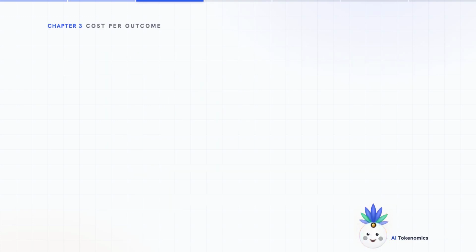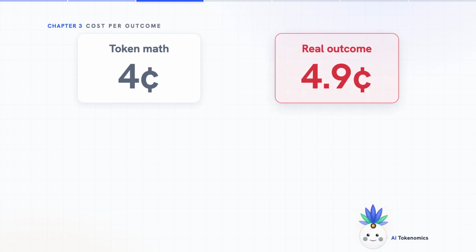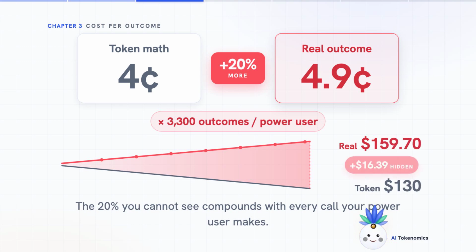So the true cost per successful outcome? About 4 cents of compute times 1.2 for regenerations, and you land just under 5 cents per usable email. 4.9 cents roughly. Now notice the gap. The token price made it look like 4 cents. The outcome is 20% more because your user doesn't pay per token, they pay per result they keep. That's the number that goes into your margin.